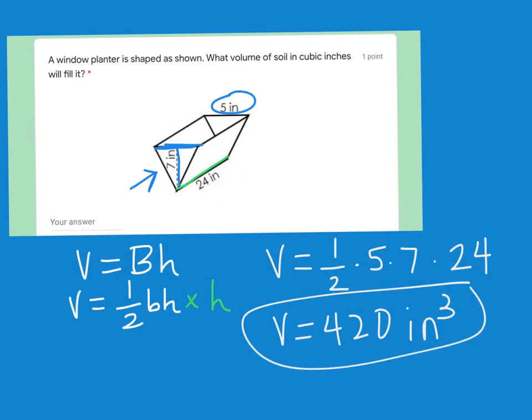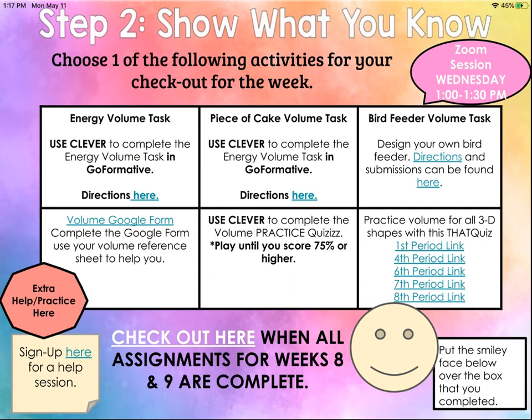So I did like the cake design one better. And the other examples really get even harder than this, so that's why I said just do the cake design one. I thought that was more straightforward and easier to manage that you do through Go Formative. But if you want to power through this one, reach out to me and I'll go through the problems with you. Again, it was only one of these activities to show what you know. I strongly recommend the piece of cake one. I showed you a few on the Google Forms. Stay away from these guys.